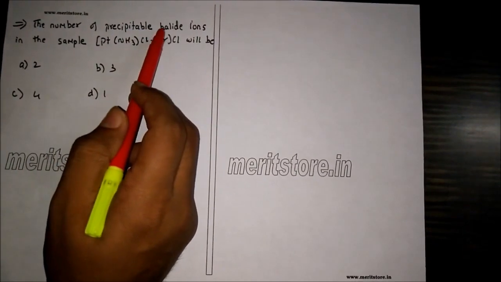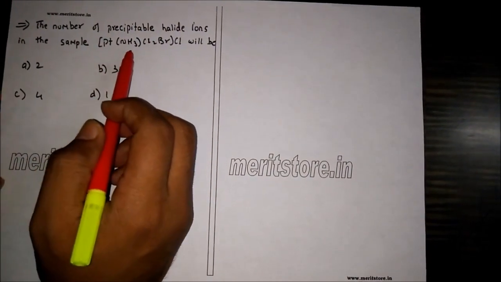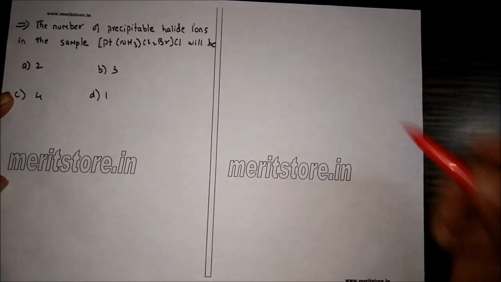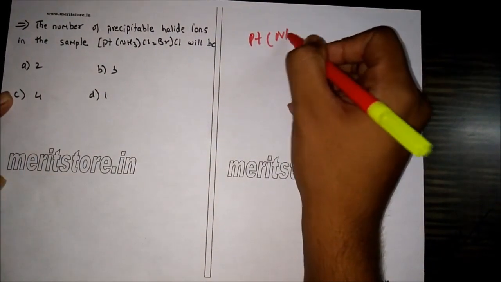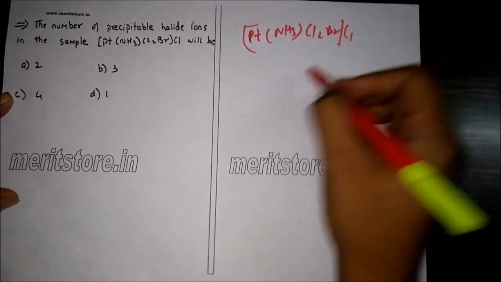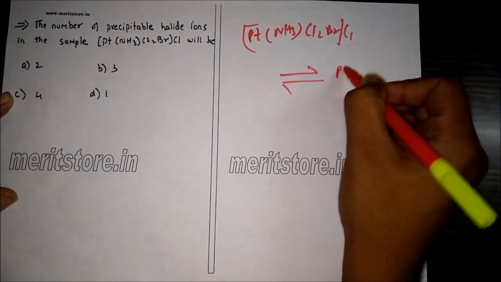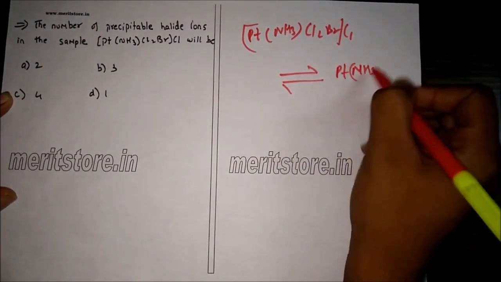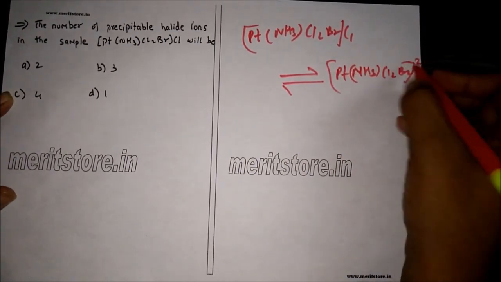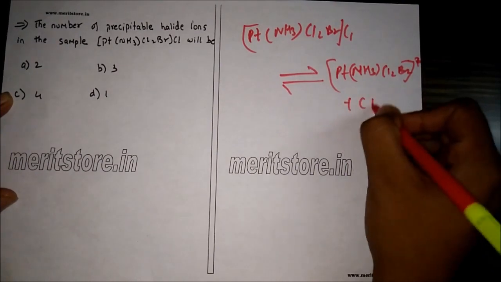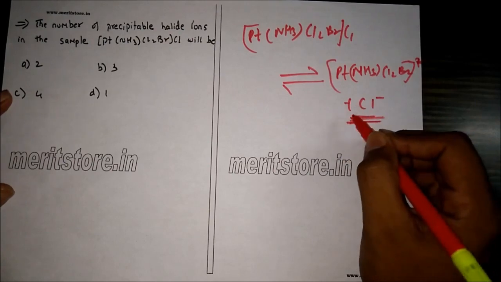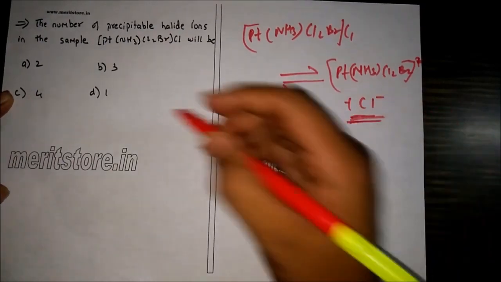The number of precipitable halide ions in the complex [Pt(NH3)2ClBr]Cl will be A, 2; B, 3; C, 4; or D, 1. Now, [Pt(NH3)2ClBr]Cl, if it ionizes, gives [Pt(NH3)2ClBr] plus Cl-. Therefore, the halide ion Cl- is precipitable and it is only 1. Therefore, one ion is precipitable. The correct answer is option D, 1.